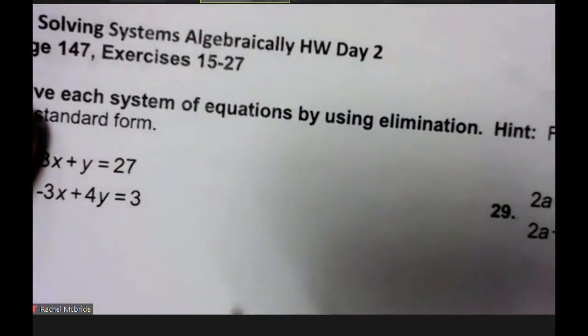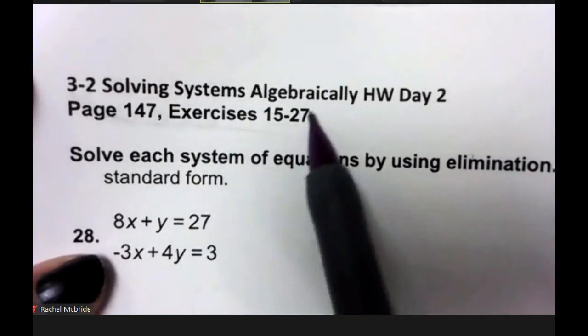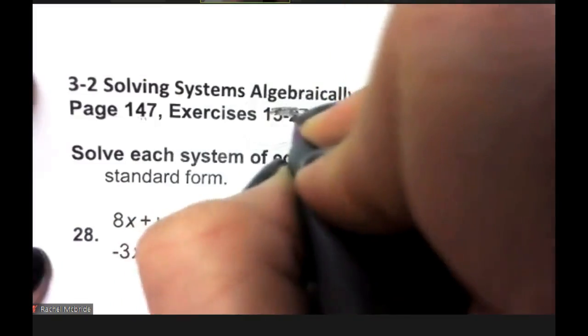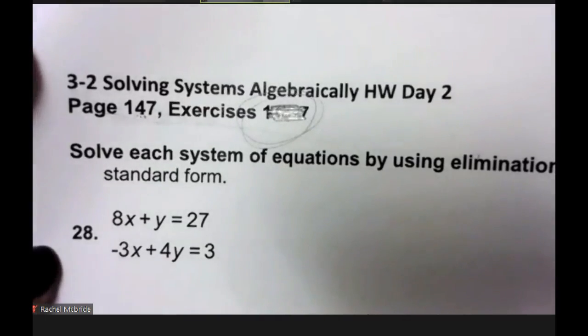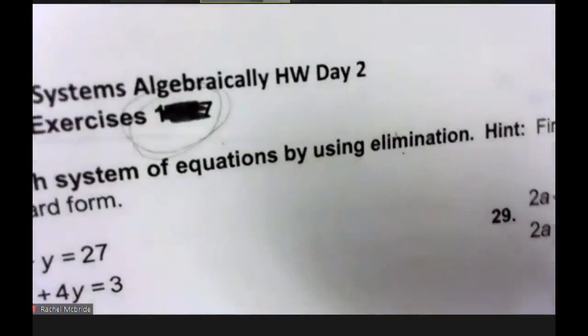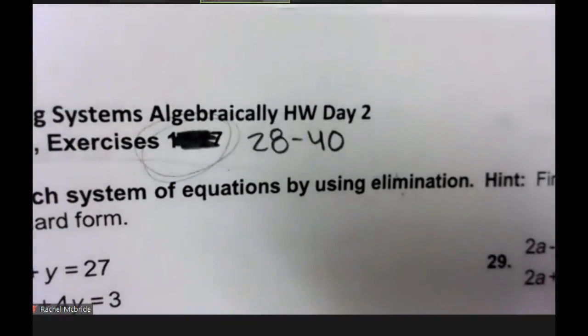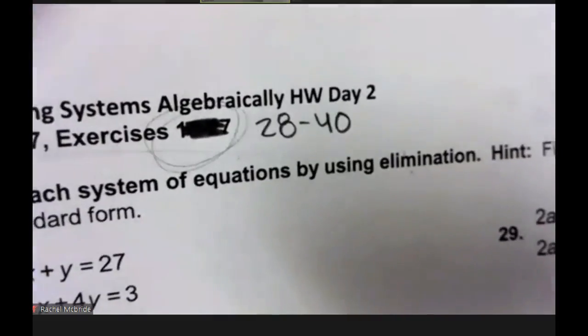Your homework for tonight is 3-2 Solving Systems Day 2. You're doing problems on page 147. The numbers at the top, I apologize, don't match the numbers on the page, so you're doing the numbers on the page, not the numbers at the top. But it is going to be 28 to 40 if you want your numbers at the top to match. I just forgot to change it when I copied and pasted the page number from the previous assignment.